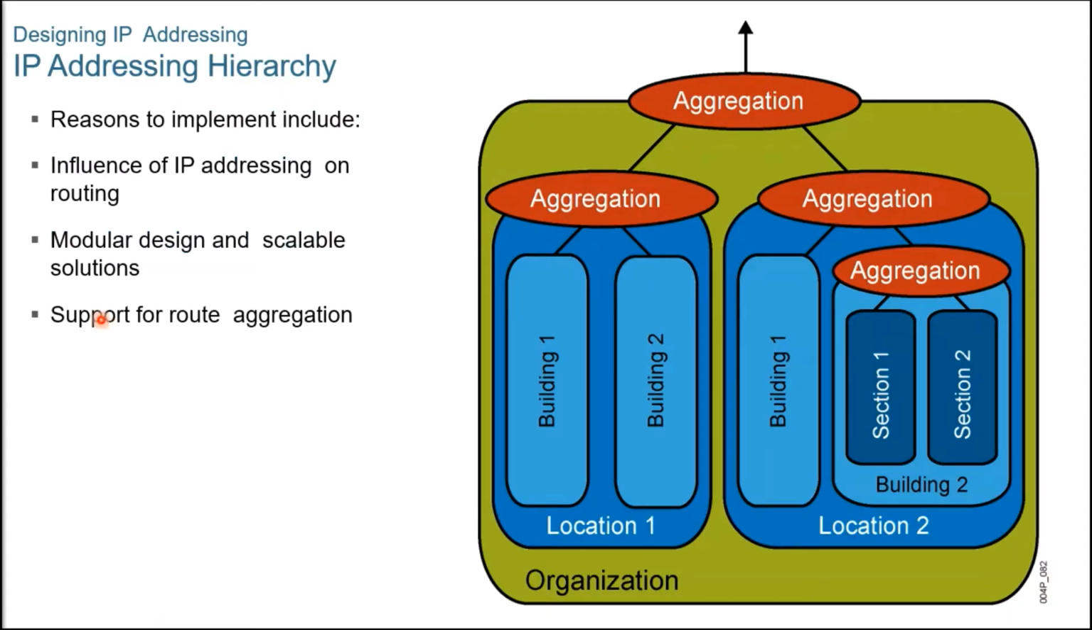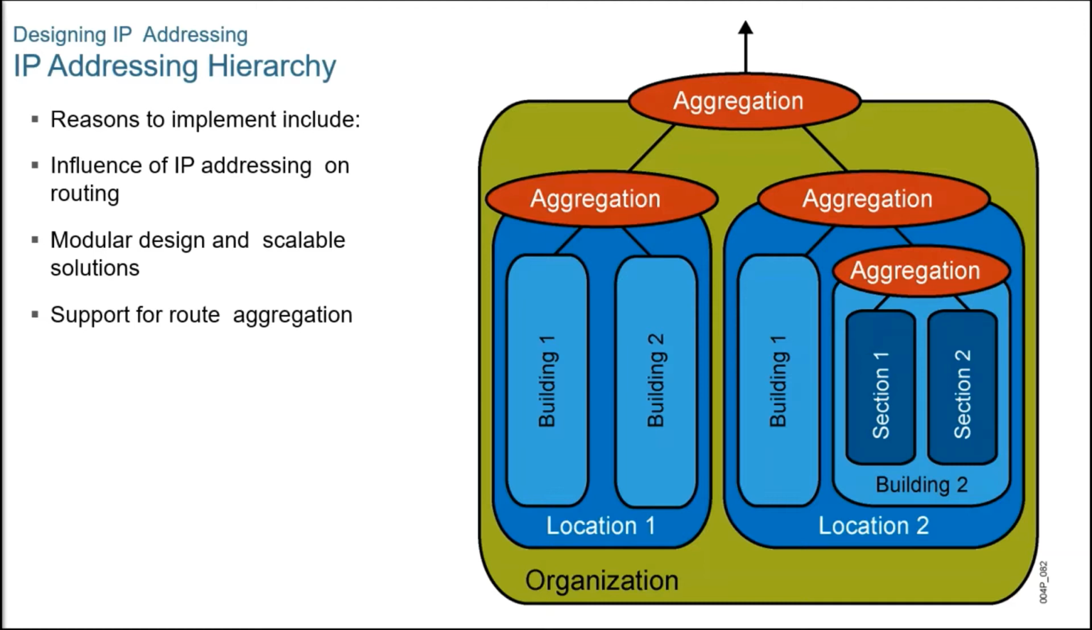Planning the IP addressing hierarchy. The IP addressing hierarchy influences network routing. This section describes IP addressing hierarchy and how it reduces routing overhead. This section discusses the issues that influence the IP addressing plan and the routing protocol choice, including summarization, fixed length subnet masking or FLSM, variable length subnet masking or VLSM, and classful and classless routing protocols.